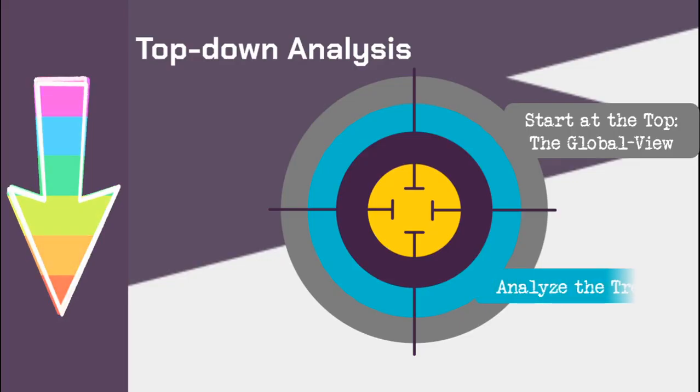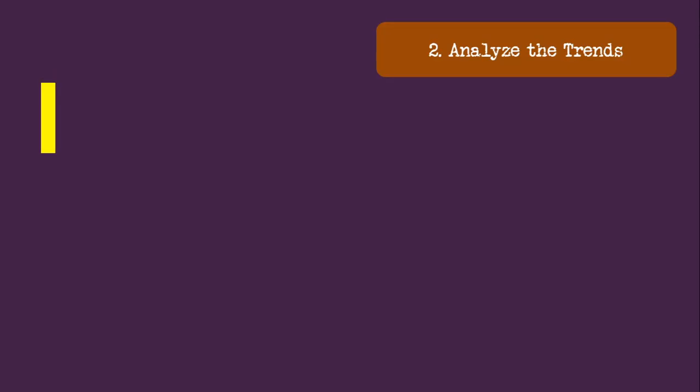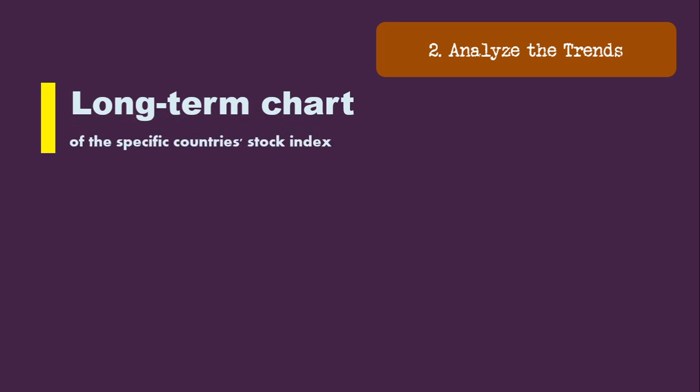After determining which regions present a high reward-to-risk ratio, the next step is to use charts and technical analysis. By looking at a long-term chart of the specific country's stock index, we can determine whether the corresponding stock market is in an uptrend and worth analyzing, or is in a downtrend, which would not be an appropriate place to put our money at this time.